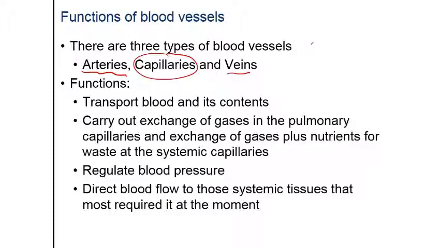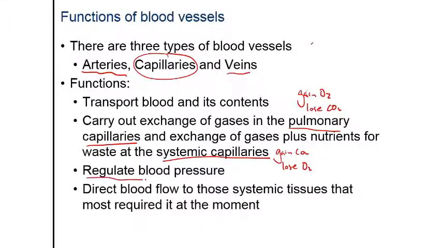So the function of blood vessels, some are pretty self-explanatory, right? They transport blood and all its content. And at the capillary, you would carry out gas exchange, right? Depending on which capillaries you are talking about. If we're talking about the ones in the lungs, then the blood's going to gain O2, and they're going to lose carbon dioxide. If we are talking about the systemic capillaries, the ones throughout the body, then the blood is going to gain CO2, and then they're going to lose oxygen.